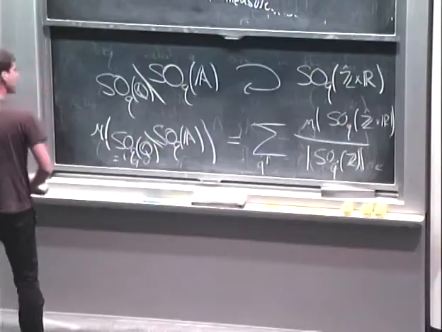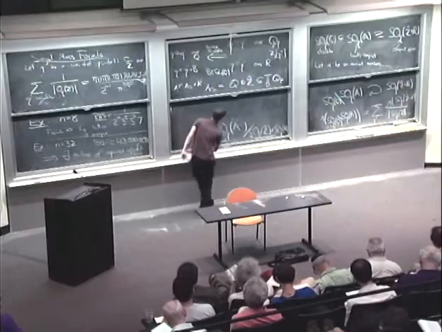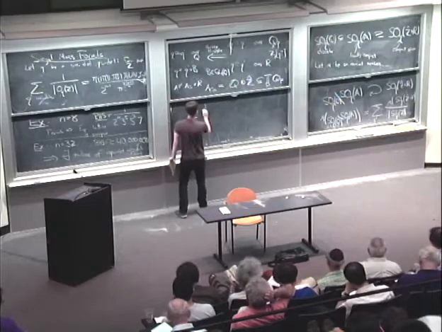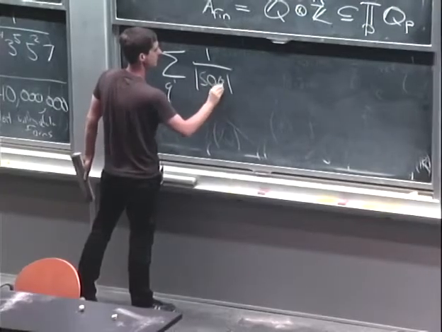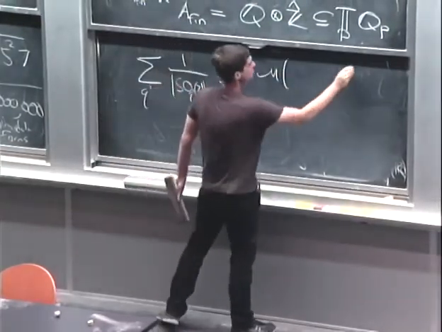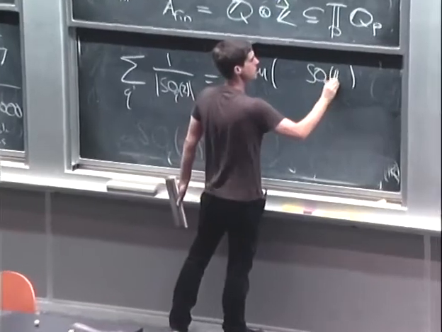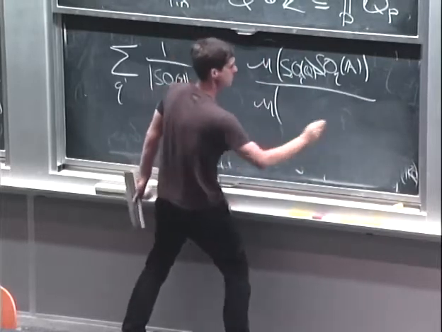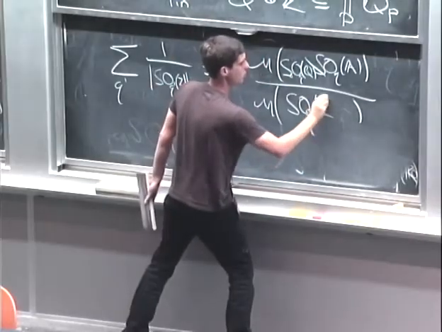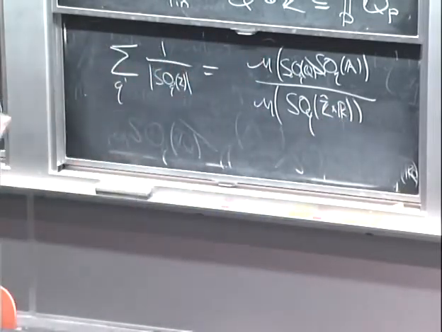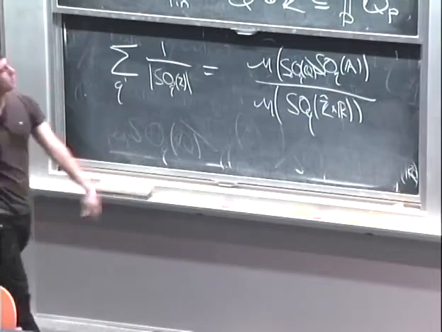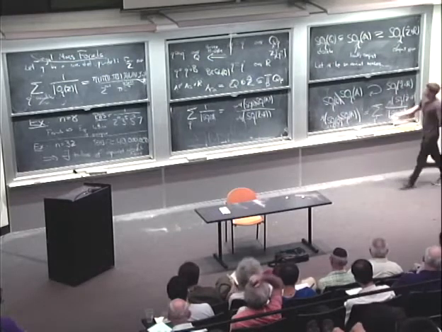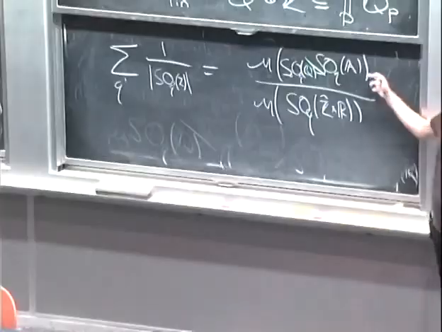All right, so we could rewrite that. If we take the sum over Q prime of 1 over the size of SO_Q prime of Z, what we're saying is that this is the measure of SO_Q of the adeles modulo SO_Q of Q, divided by the measure of SO_Q of Z hat cross R. Everything that I've said is good for any invariant measure that we choose. Invariant measure is unique up to scaling, and of course, scaling mu will change the numerator and denominator, but it won't change the quotient here.